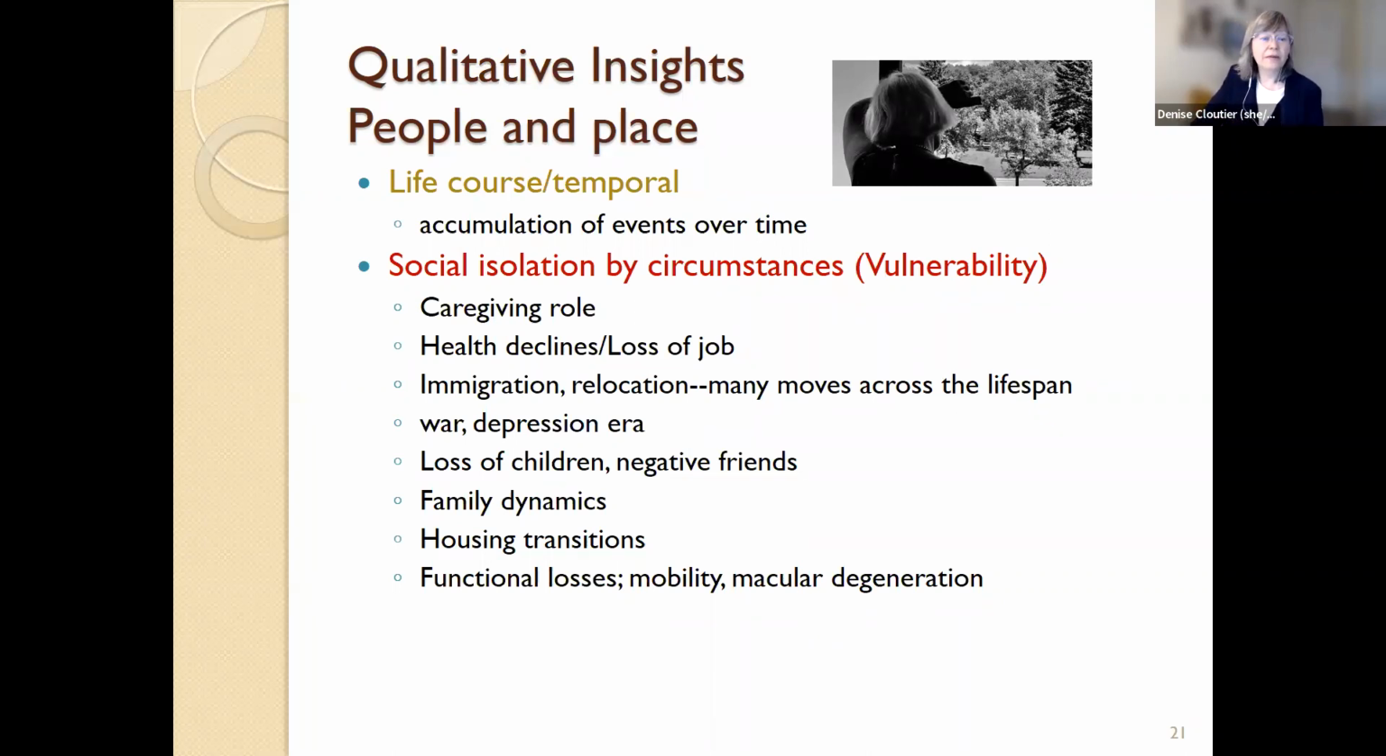For those that were more vulnerable, we found that they were more socially isolated or at risk of social isolation due to their caregiving roles, due to declines in personal health. If they were immigrants, they had perhaps experienced many moves across their lives, and these made them more vulnerable or more at risk, etc. So this characterization of vulnerability or resilience was important to us.